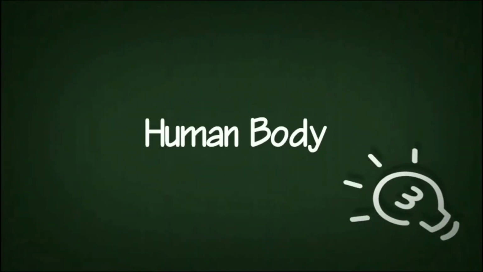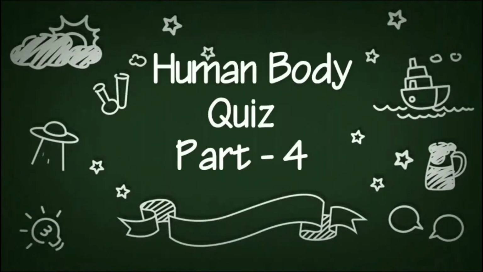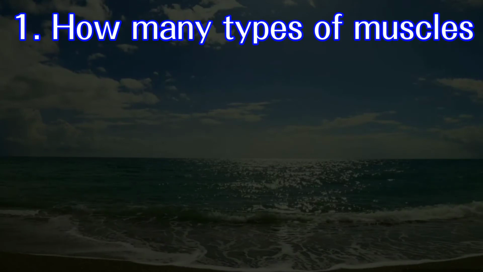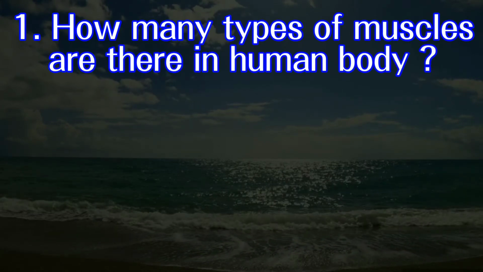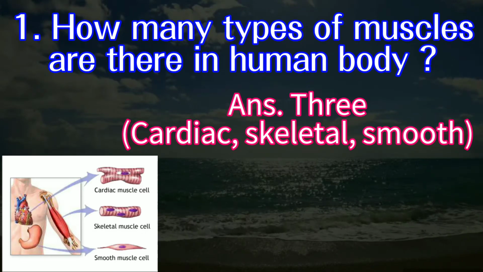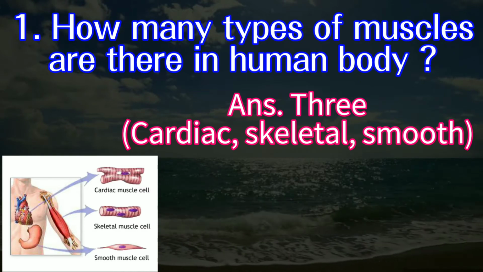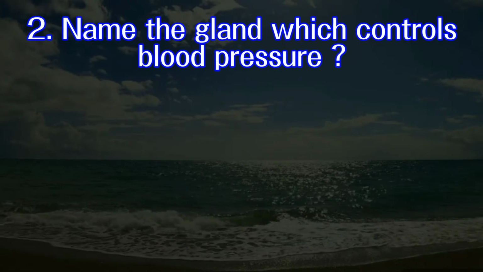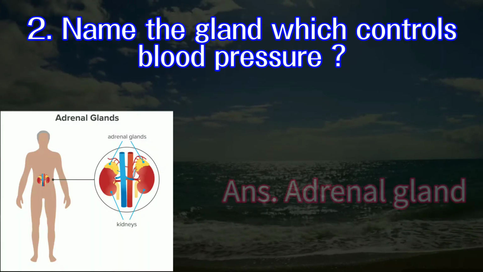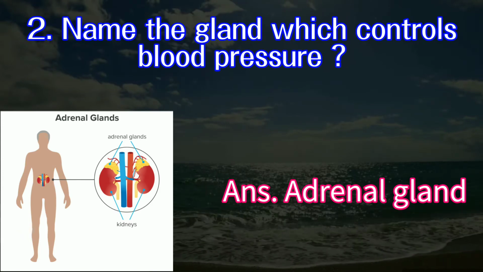Today we will discuss some interesting bits on human body. How many types of muscles are there in human body? 3. Cardiac, skeletal, smooth. Name the gland which controls blood pressure. Adrenal gland.